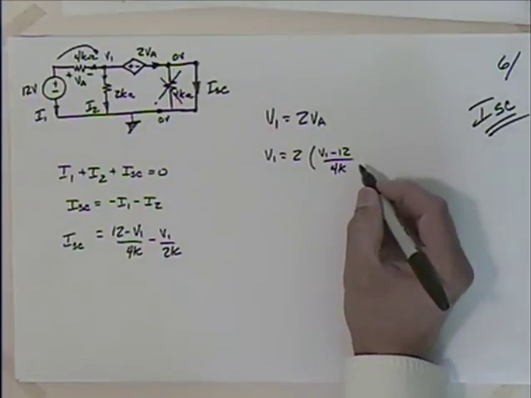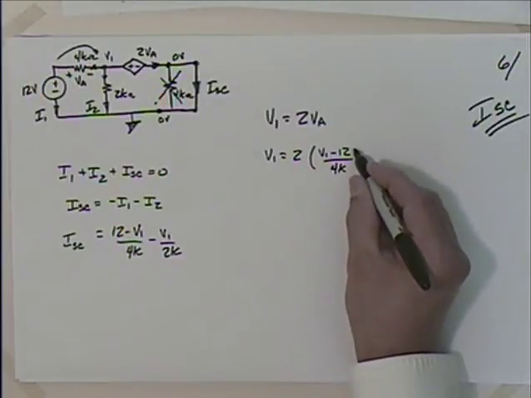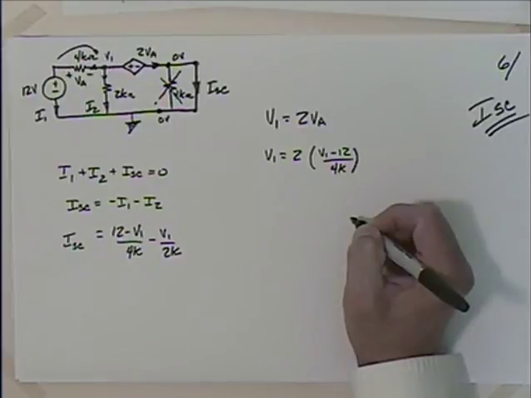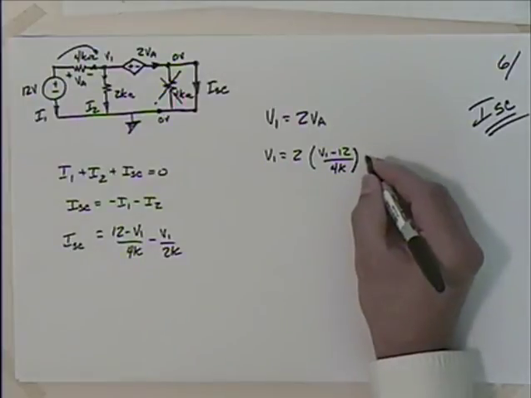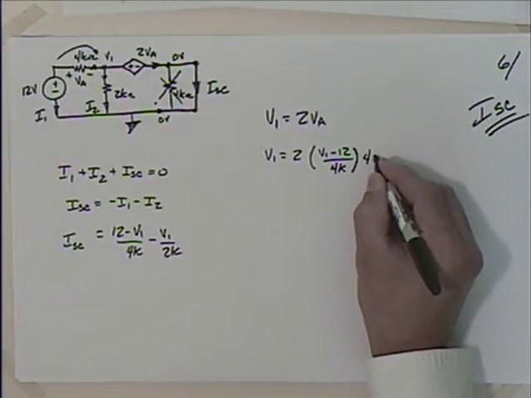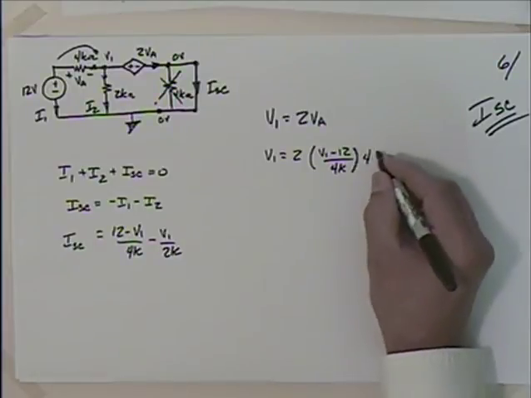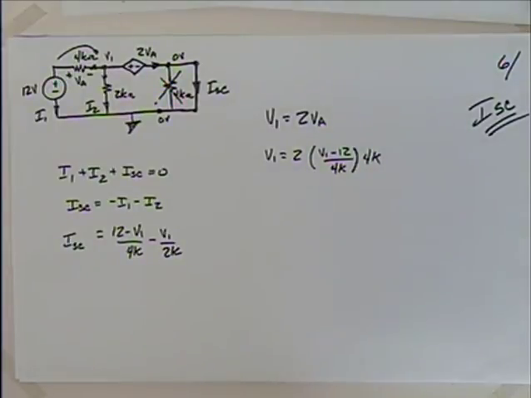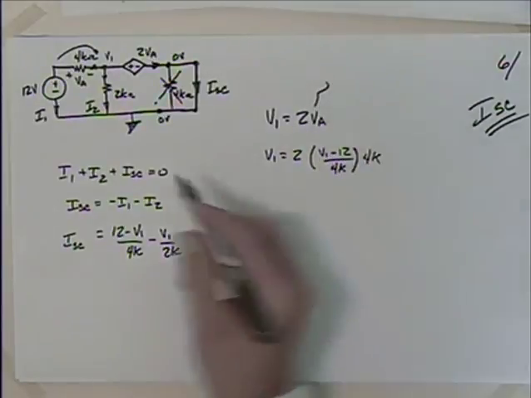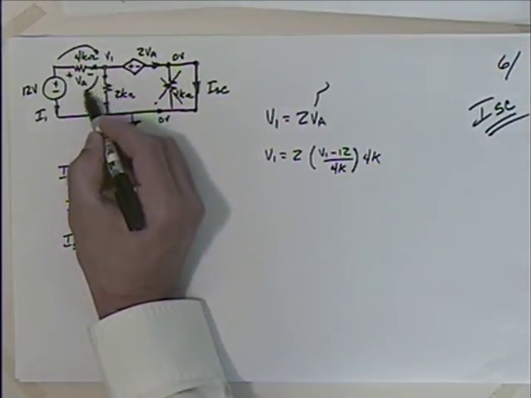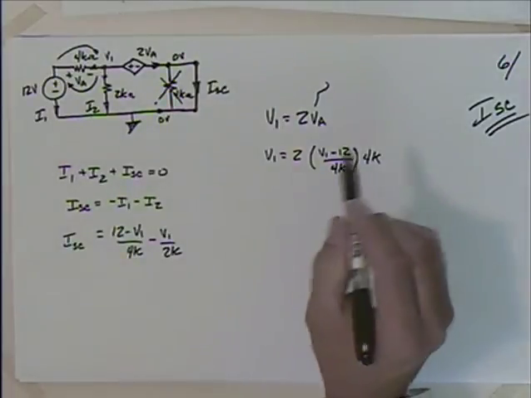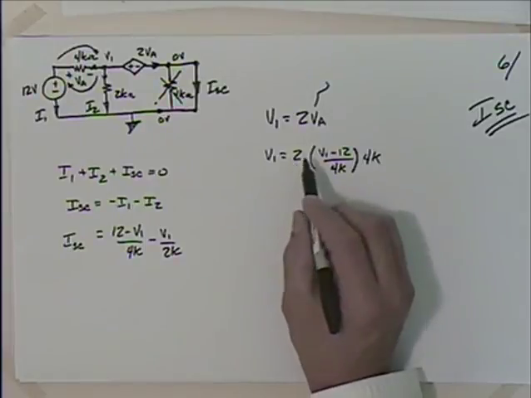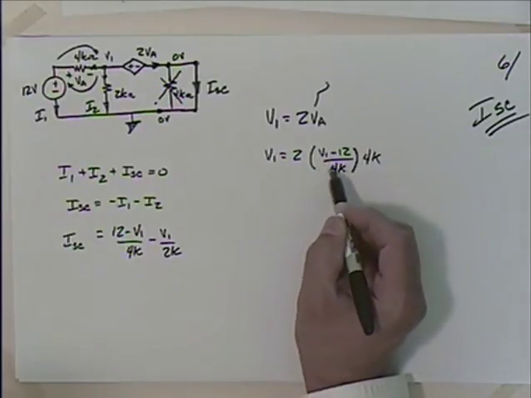Okay, so that's that current. Okay, times, I got to multiply that by 4K, right? Okay, so does that make sense? VA, we're saying, is essentially that voltage right there. So, yeah. I've messed this up a little bit. Okay, so I'm going to back up here a little bit. I'm going to be more careful with this.